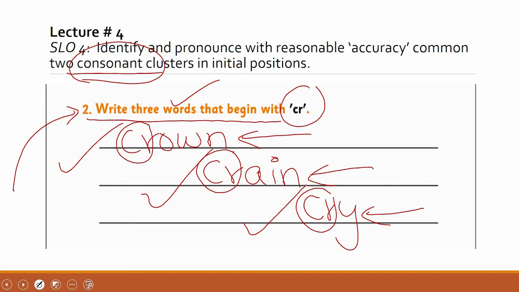You can pause the video and complete the task, and then click on the play button once again. Anytime during the lesson, if you do not understand any concept, you can rewind and go back to that part of the presentation and have a look at it.